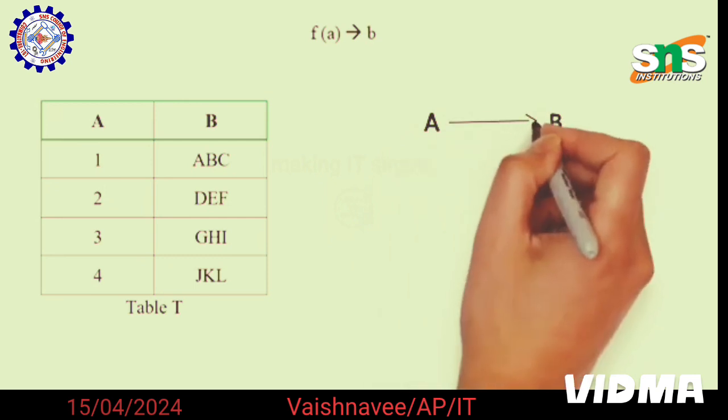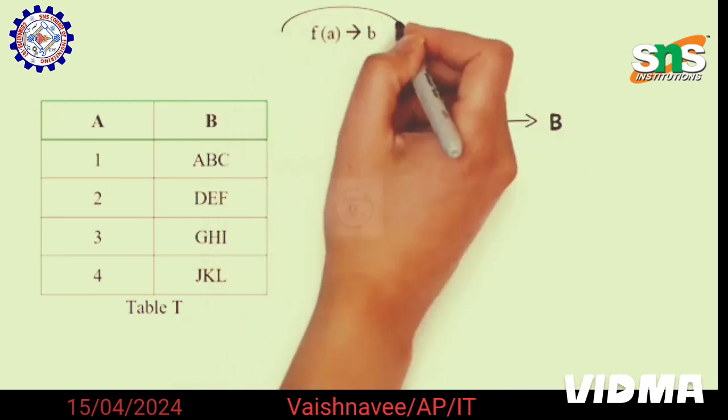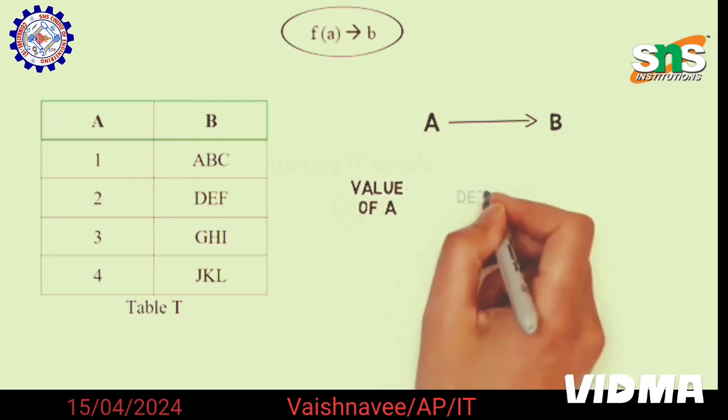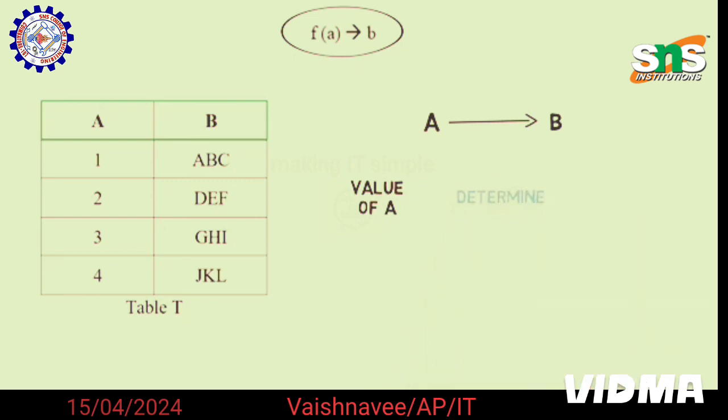For example, we have a table T having columns A and B. If we write A goes to B, what does that mean? Unlike our mathematical example, it does not mean that we can compute A and generate B. It is different. It means that if we know the value of A, we can search, find or determine the value of B from the relation or table.